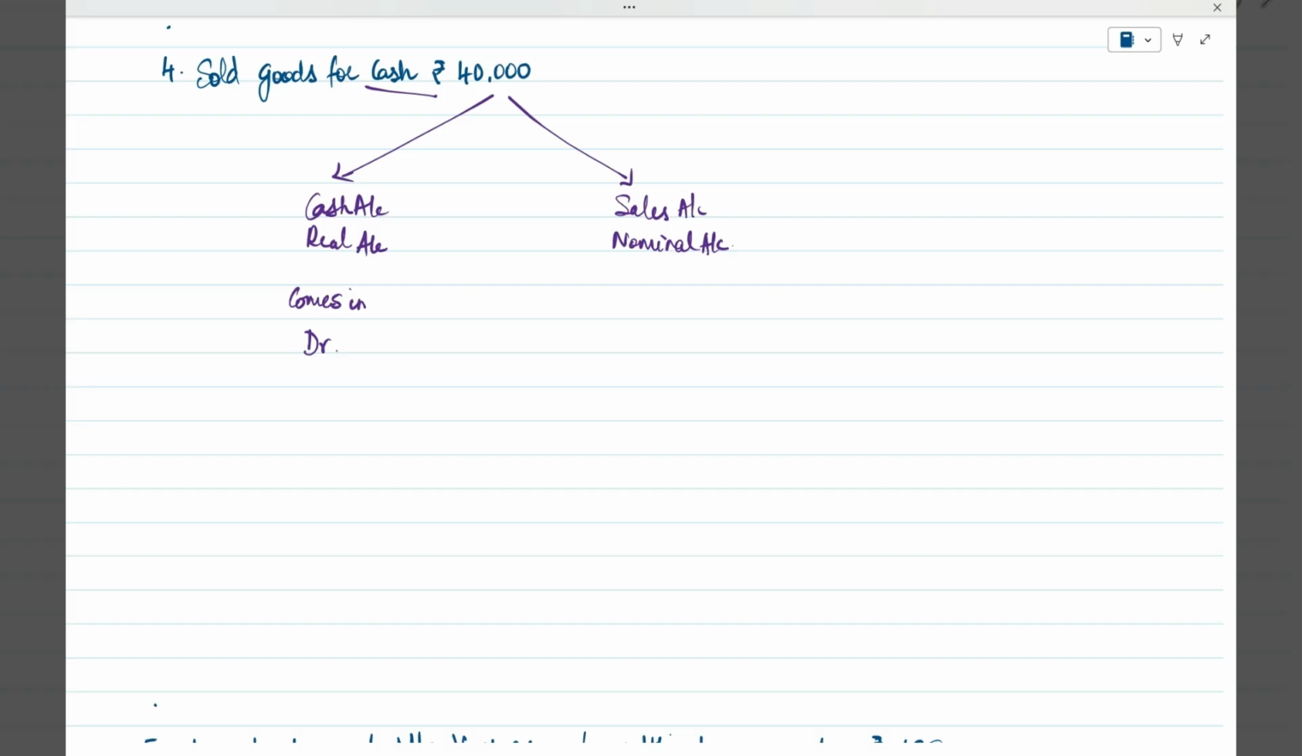So what we need to do is debit what comes in. And what is a nominal account? It is an income and gain. So we need to credit all incomes and gains. We got to the journal entry. We need to debit cash account, debtor to sales, 40,000. Clear? You could give the narration as being cash sales.